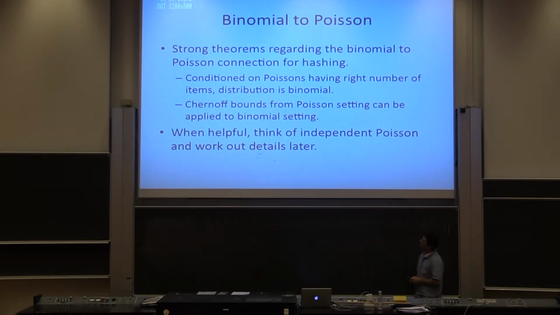Right, so what you can make use of is that there are fairly strong theorems regarding this connection between binomial and Poisson for hashing processes. Literally, conditioned on the Poisson having the right sum, the right number of items, the distribution that you get is binomial. If I say, pretend they're independent Poissons, but condition on this fact, you get exactly the binomial distribution. So making use of that, you can get useful things out, like that Chernoff bounds on various events in the Poisson setting can be applied to the binomial setting as well, usually with just a small factor increase. Okay? So this is a nice way of thinking, and a way of thinking you might want to start as we continue going. When we think about what's going on in these sorts of processes, it's useful to think of independent Poissons and then work out details later.